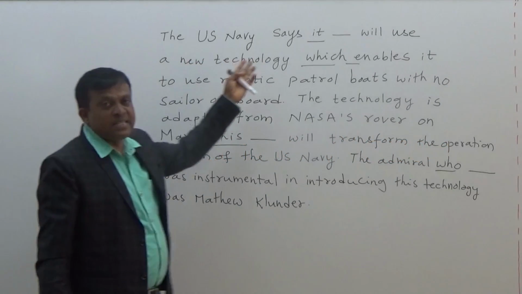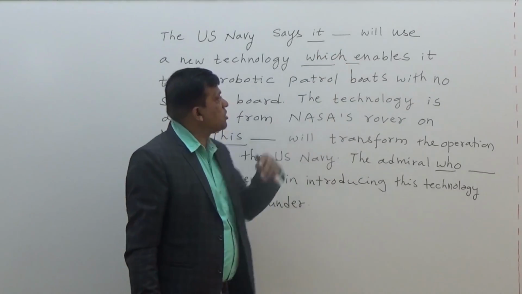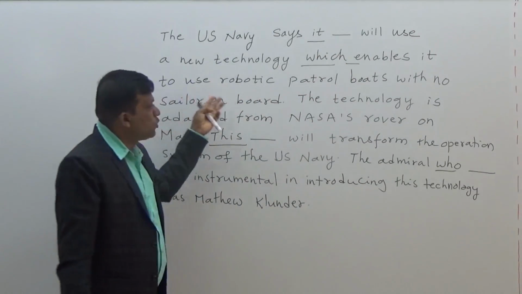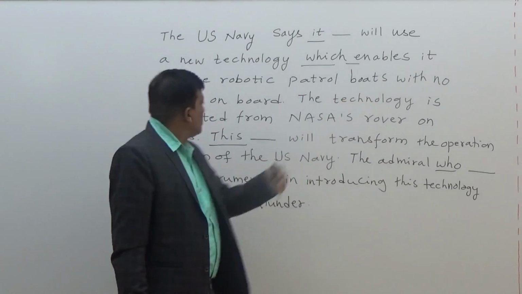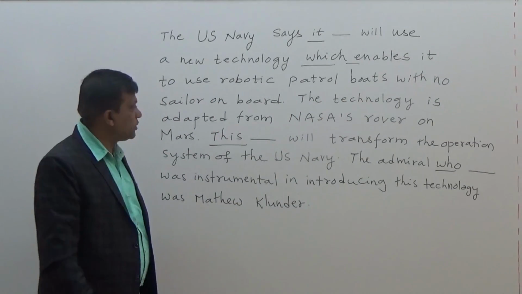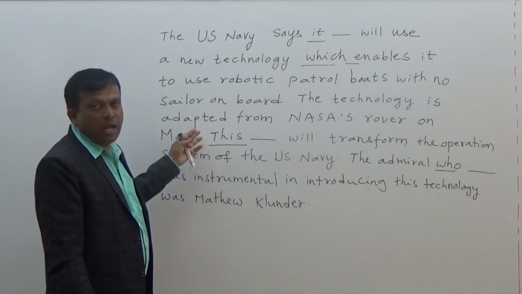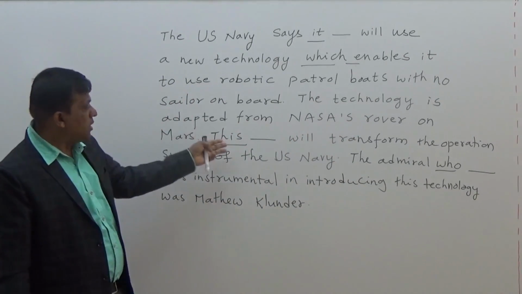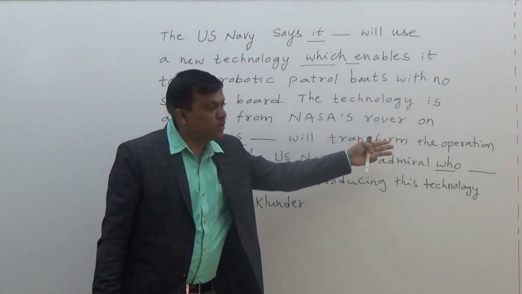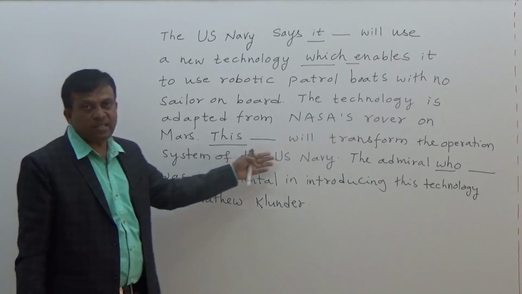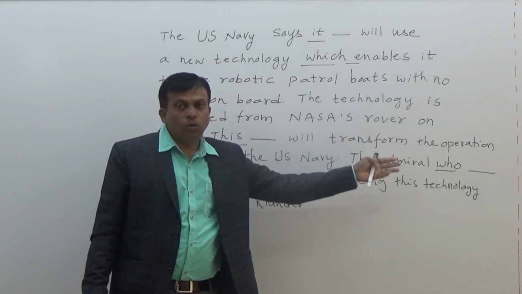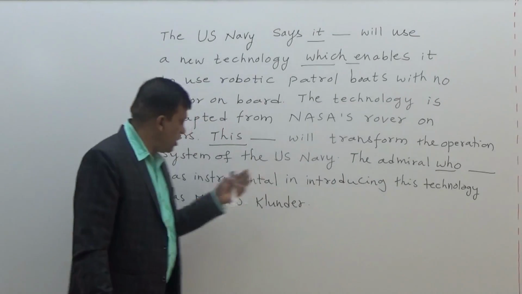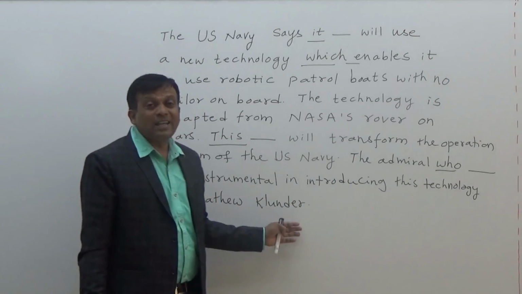The US Navy says it dash will use a new technology which enables it to use robotic patrol boats with no sailor on board. The technology is adapted from NASA's rover on Mars. This dash will transform the operation system of the US Navy. The admiral who dash was instrumental in introducing this technology was Matthew Clunder.